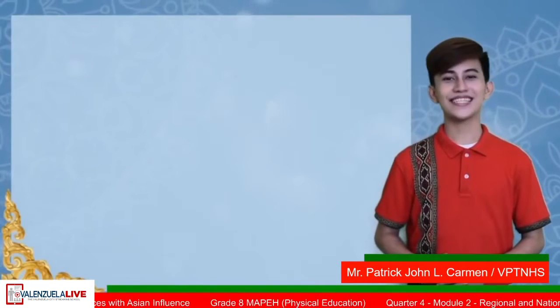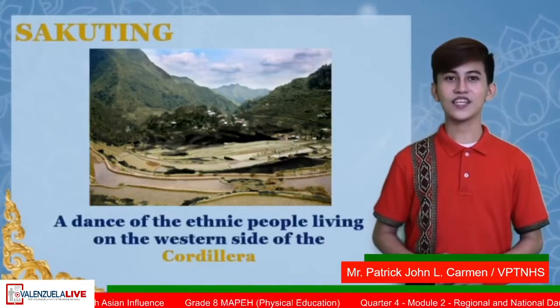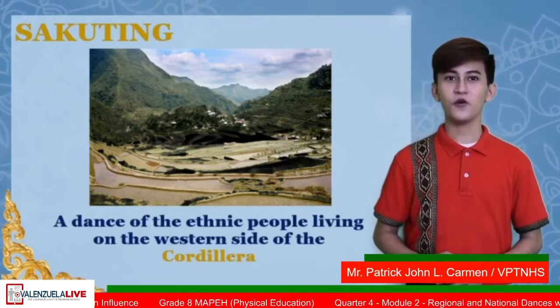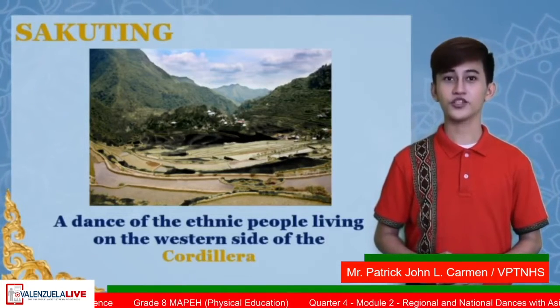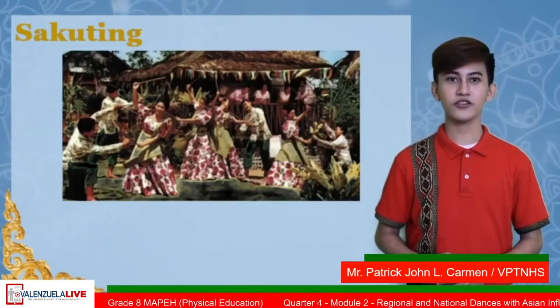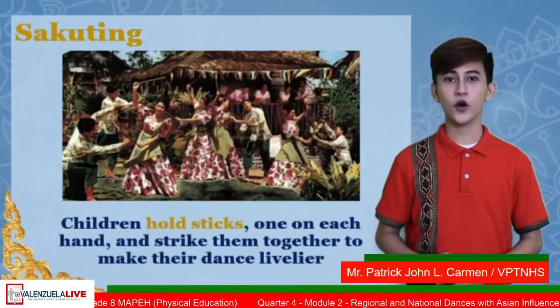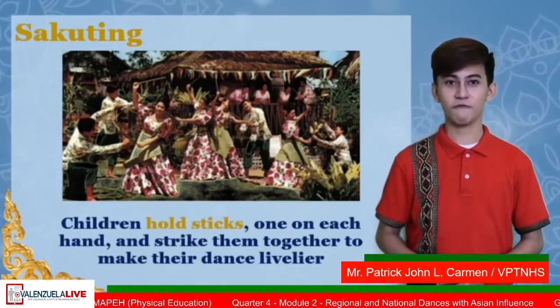Moving on to our next dance, we have Sakuting. This is the dance of the ethnic people living on the western side of the Cordillera way back before the coming of the Americans to our country. During Christmas, young boys and girls accompanied by their elders will go to the lowlands, especially in Abra and Ilocos Norte, to dance in front of the houses and ask for gifts.